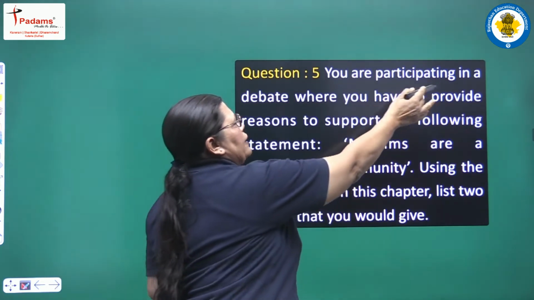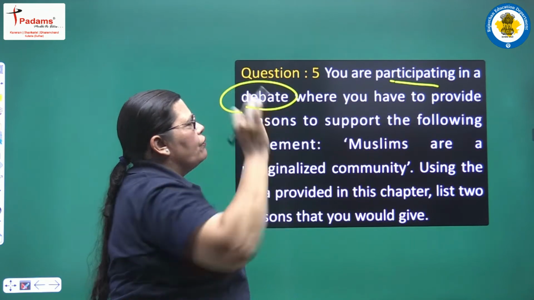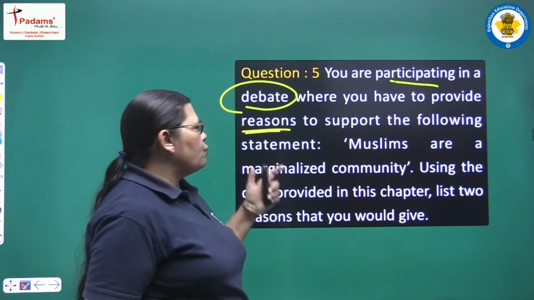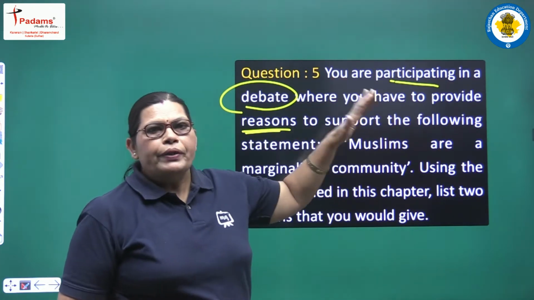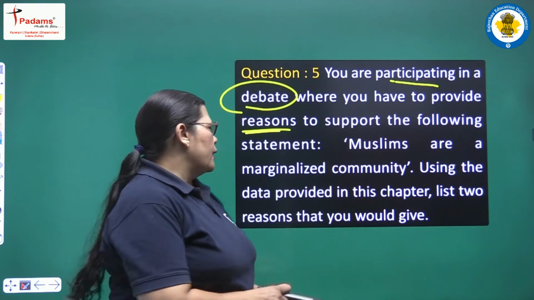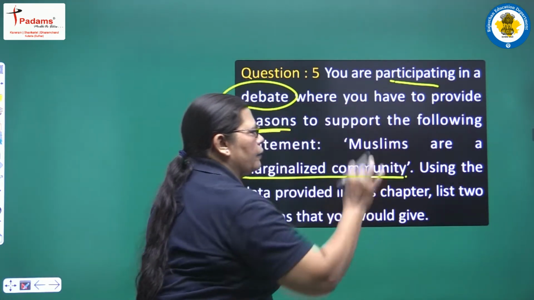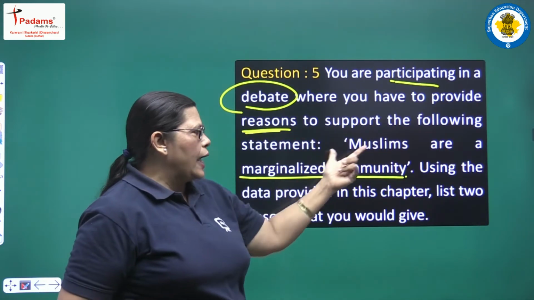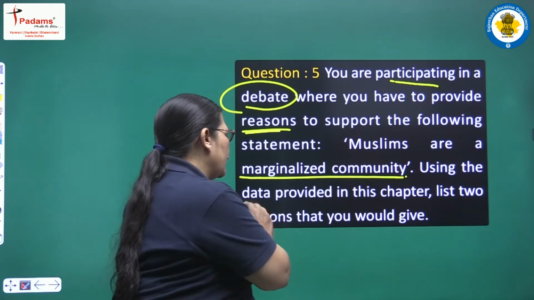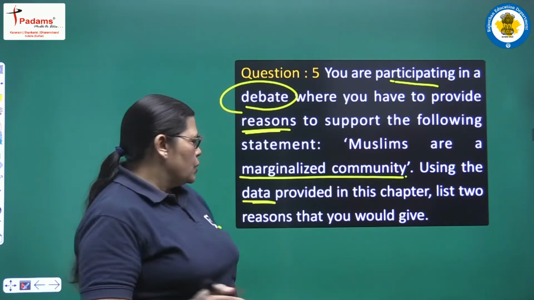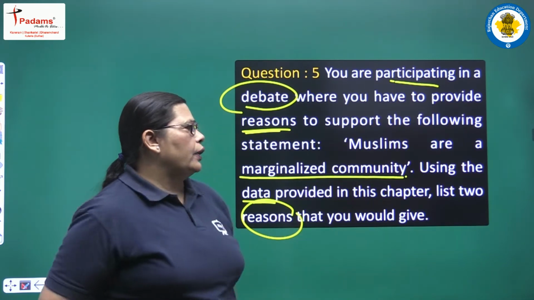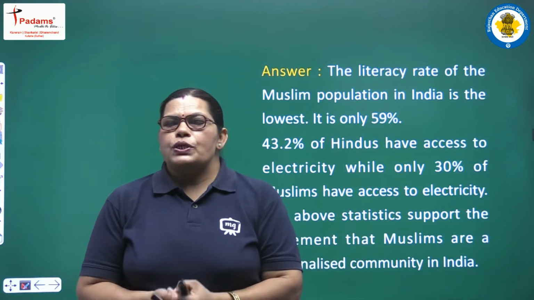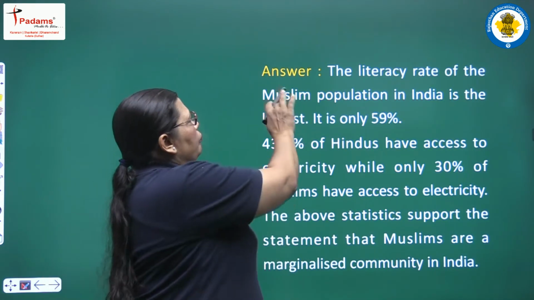You are participating in a debate where you have to provide reasons to support the following statement. One statement is given in this question: Muslims are a marginalized community. We already studied this in our chapter reading session. So as per this statement, using the data provided in this chapter, list two reasons that you would give for this statement. Okay, so we will give the answer based on our study of the chapter.